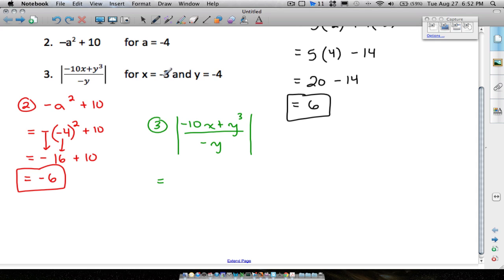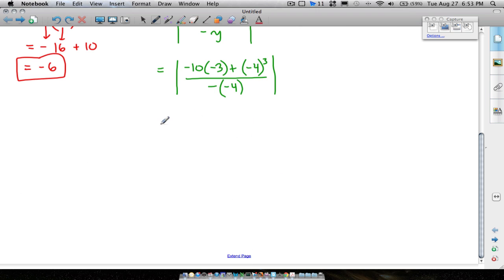So plugging in -3 for x and -4 for y, we have the absolute value of -10 times our x value, which is -3, plus our y value, which is -4, and we want to cube that, and this is all over negative. That negative right there is that negative right there. So I'm bringing that down, and then we plug in our y value, which is -4. And we'll take the absolute value of this once we simplify or evaluate this thing all the way down. So still inside the absolute value bars.